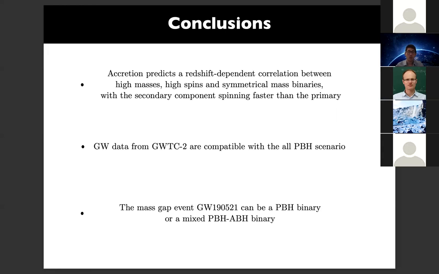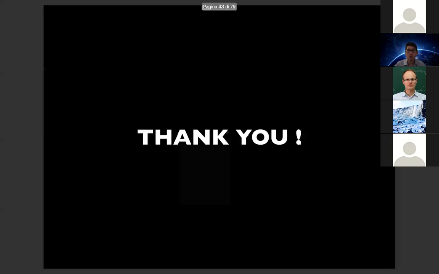And finally, we have studied the possibility to explain GW190521, which is one of the mass gap events found in the catalog, that can be described either as a primordial black hole binary, or also as a mixed primordial-astrophysical binary following the catalysis mechanism. So with this I conclude, and thank you for your attention.